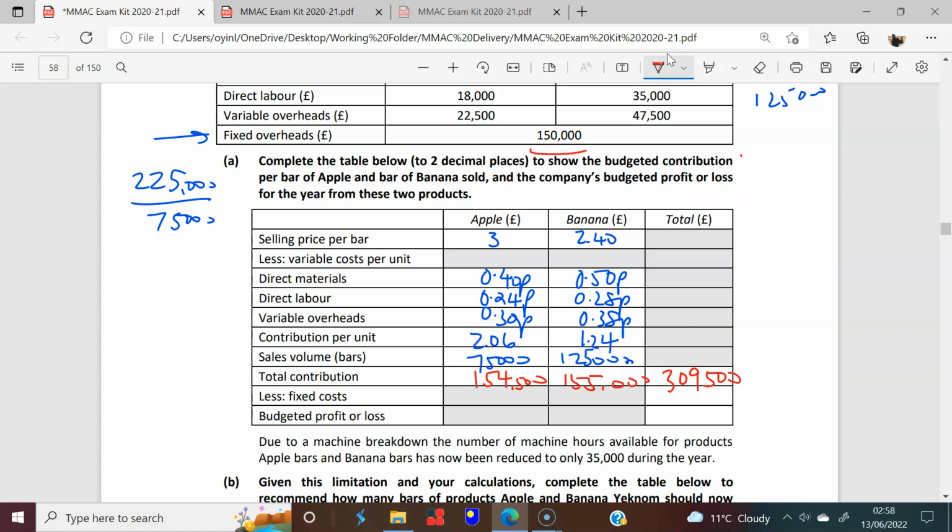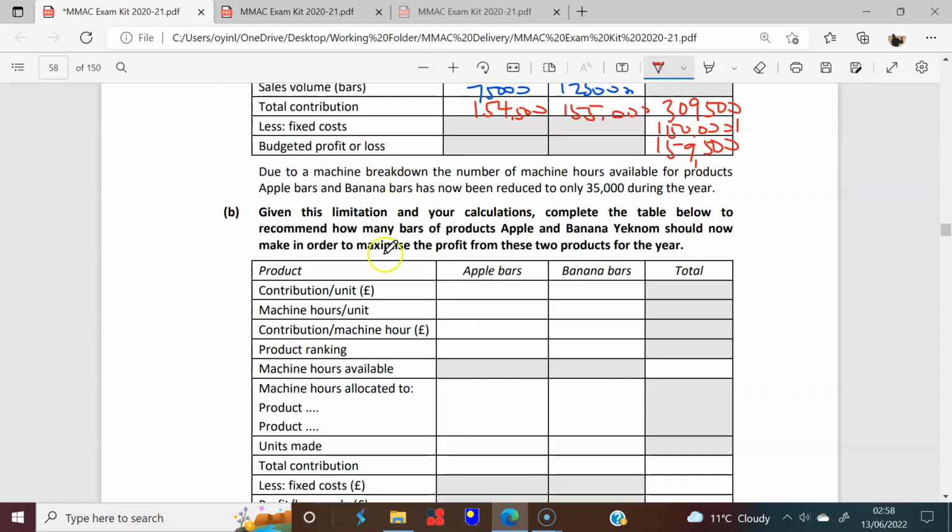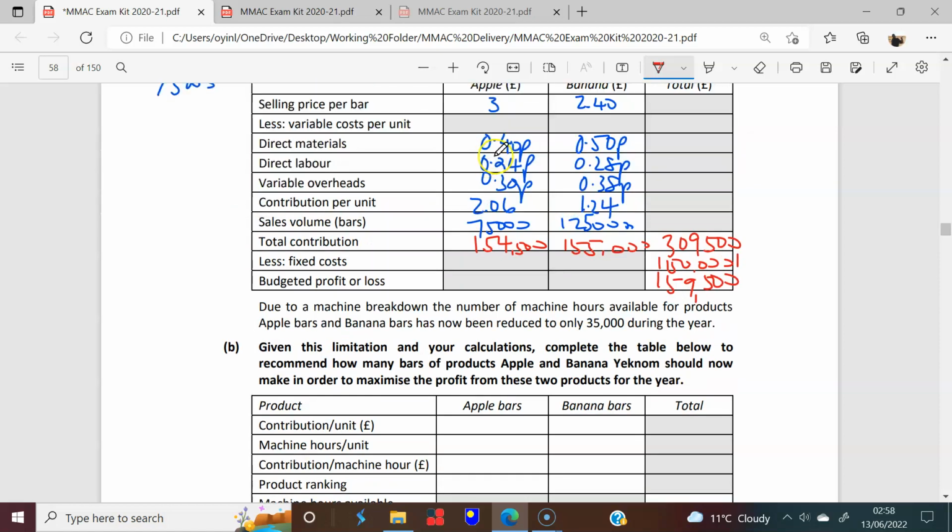We have a fixed overhead of 150,000, and then we have a budgeted profit of 159,500. So that's the first step, if you like, towards this process. So let's carry on cautiously.